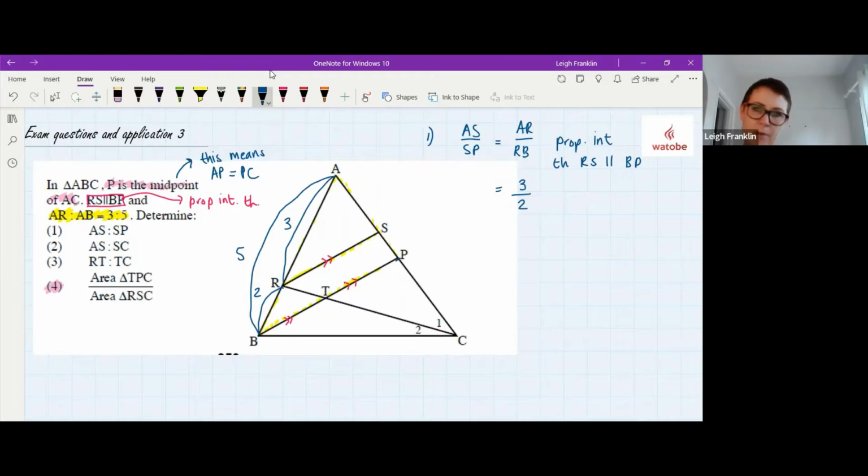All right, everybody happy with that? Yes, ma'am. All right, good stuff. Part number 2, AS to SC. So AS is this one over here to SC.